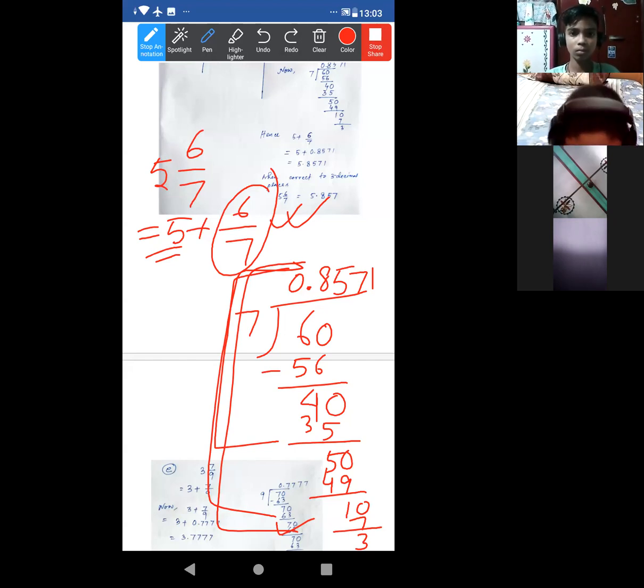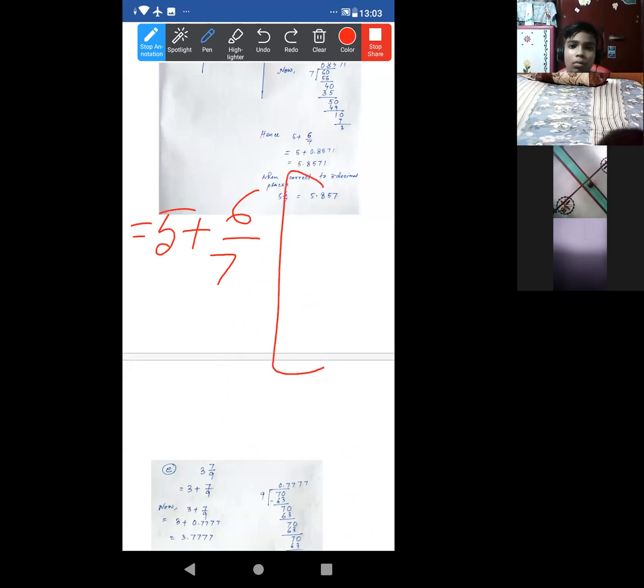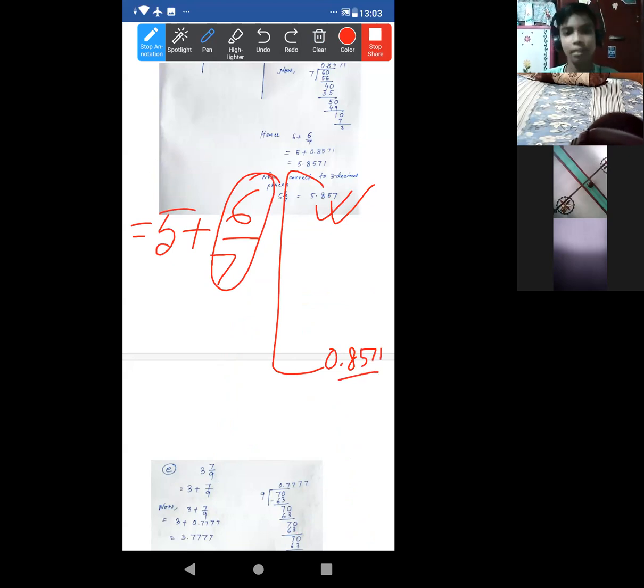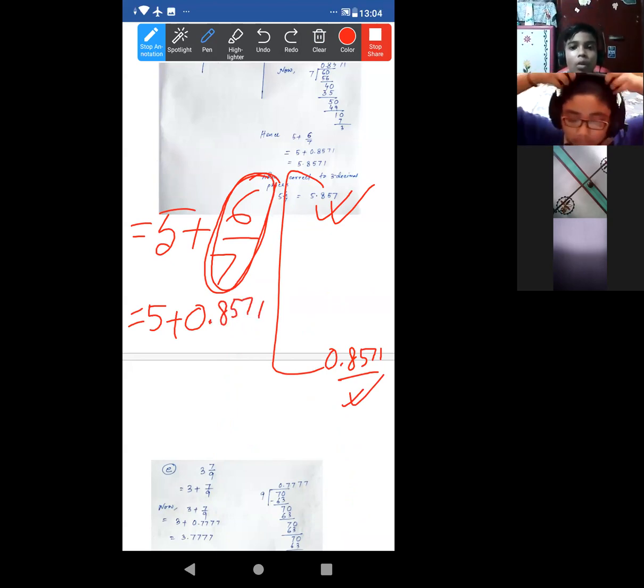After that, what will you write? Look, already in the first line you have written 5 plus 6 by 7. And in the graph you have shown the division. Yes, so Somojit, now in place of 6 by 7, what have you got? 0.8571, yes or no? Just now you have done so. So just in place of this, put this one. So it will be 5 plus 0.8571. All of you clear this one?